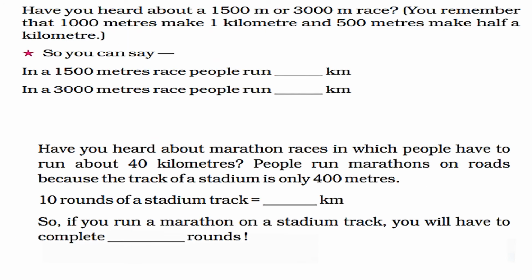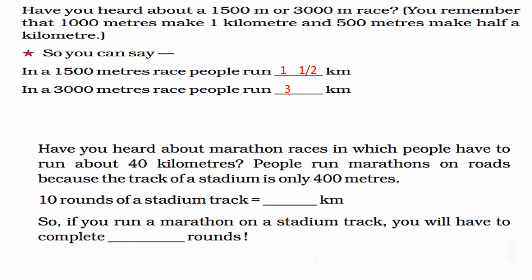Have you heard about a 1500 meter or a 3000 meter race? Children, you remember 1000 meters is equal to 1 kilometer and 500 meters is equal to half a kilometer. So you can say in a 1500 meter race, people run 1000 meters, which makes 1 kilometer, and 500 meters make half a kilometer. So it would be 1.5 kilometers. In a 3000 meter race, people run 3 kilometers.